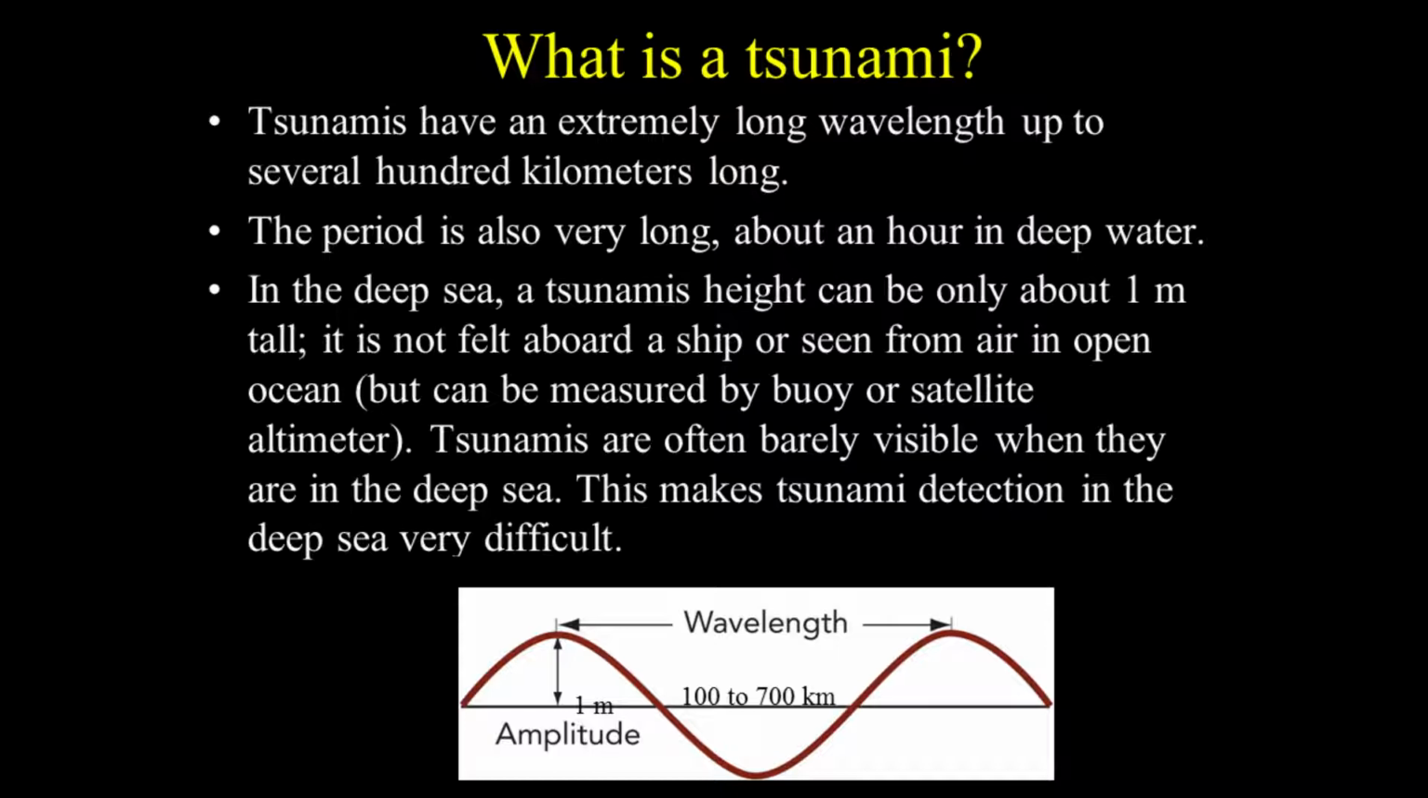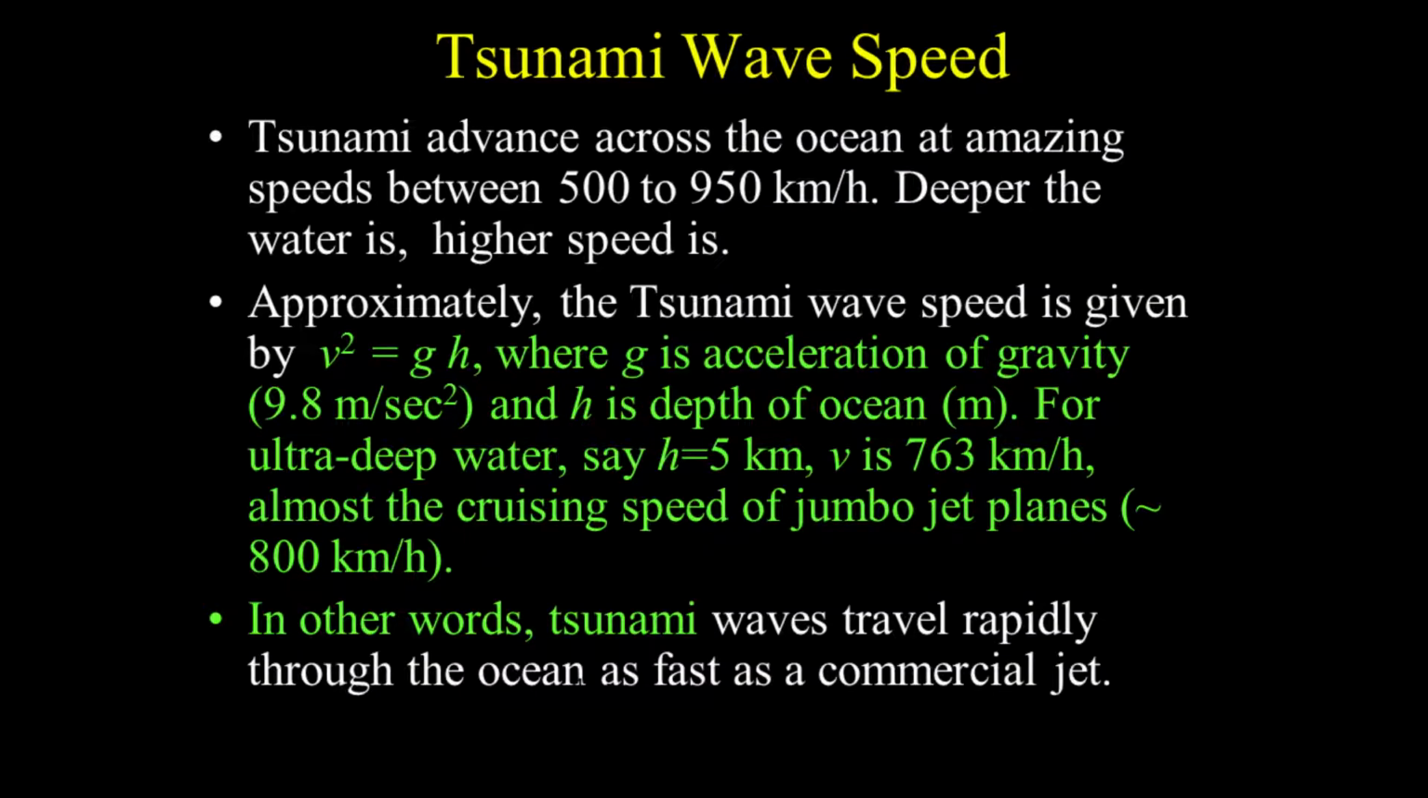Tsunamis are often barely visible when they are in the deep sea. This makes tsunami detection in the deep sea very difficult. Tsunamis advance across the ocean at amazing speeds, between 500 to 950 kilometers per hour. The deeper the water is, the higher the speed is.